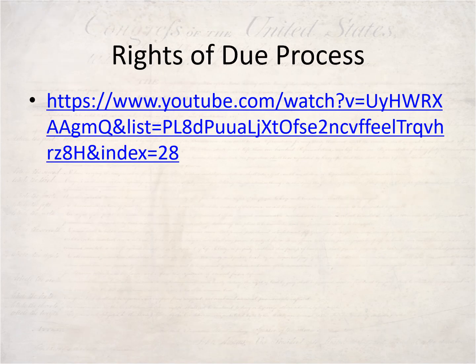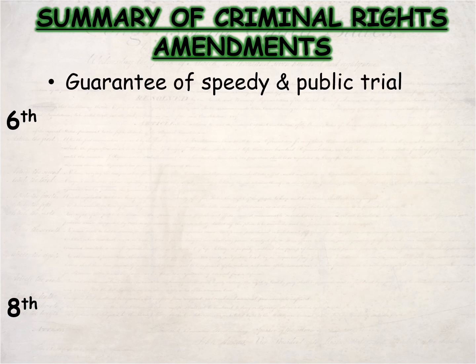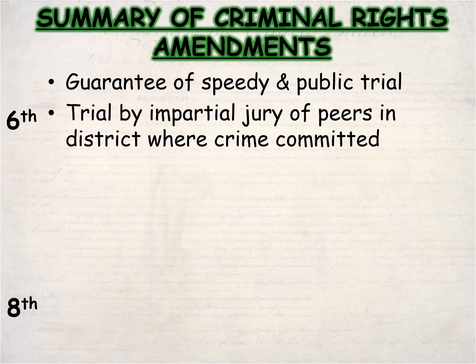Good crash course. Okay. The Sixth Amendment. All right. This is our guarantee of a speedy and public trial. It's also our guarantee of a trial by an impartial jury of our peers in the district where the crime is committed. All of those things are so important.